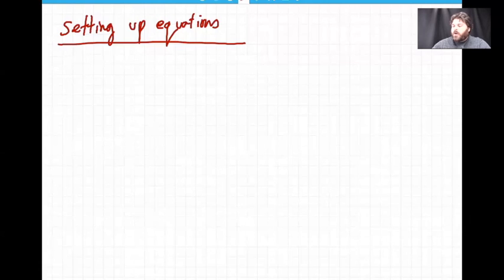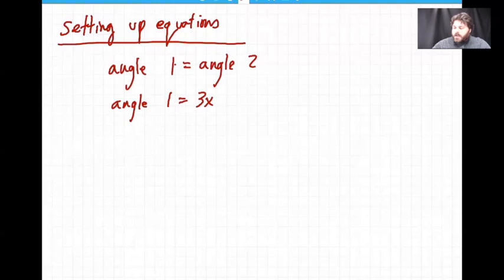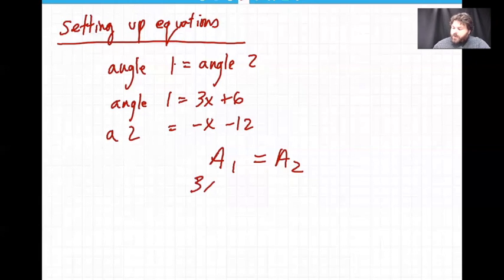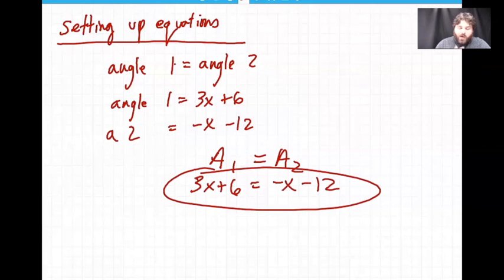Let's say, for example, we know that angle 1 is equal to angle 2. They tell you that angle 1 is 3x plus 6, and that angle 2 is negative x minus 12. If they're congruent, then they're equal to each other. Well, it's easy to write an equation. You just say that angle 1 is equal to angle 2. Now, of course, that equation doesn't help you, but what you do is you replace what angle 1 and angle 2 are. You fill in these blanks with the expressions that they give you. That's what I mean by setting up an equation. You've got to be able to do it. If two things are equal, this equals this.